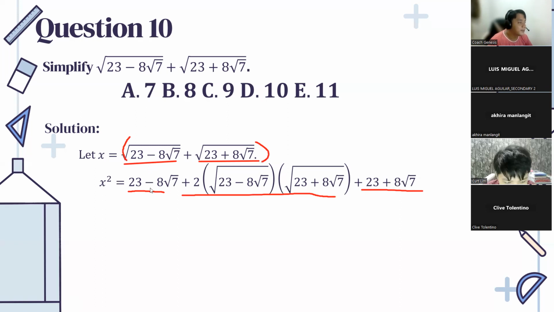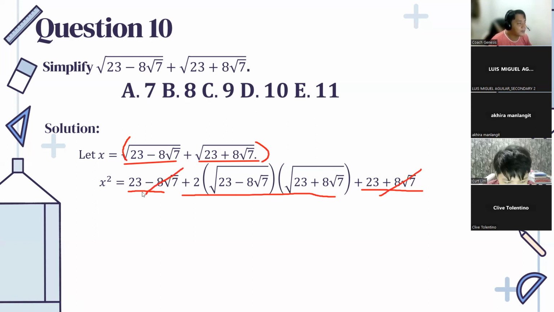Okay, so you have here 23 minus 8 square root of 7 plus 2 multiplied to the product of square root of 23 minus 8 square root of 7 and square root of 23 plus 8 square root of 7, plus 23 plus 8 square root of 7. So simplifying this one, you see that this and this will just be 0.